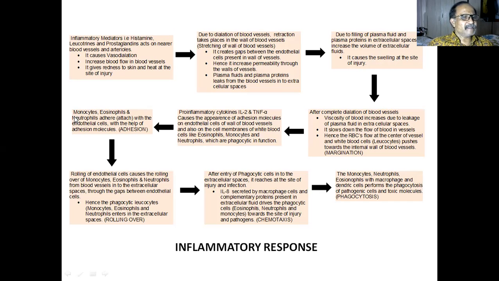Then after that, the monocytes, eosinophils and neutrophils adhere or attach to the endothelial cell with the help of adhesion molecules. Both adhesion molecules attach to each other, on the endothelial cell and on the white blood cell. This process is called adhesion. After adhesion, the rolling of the phagocytes, monocytes, eosinophils, neutrophils occurs from the blood vessels into the extracellular spaces through the gaps between endothelial cells.